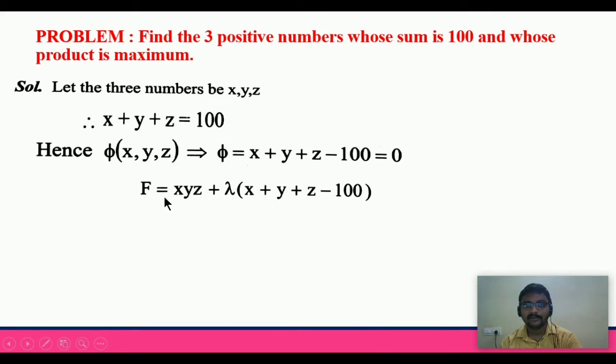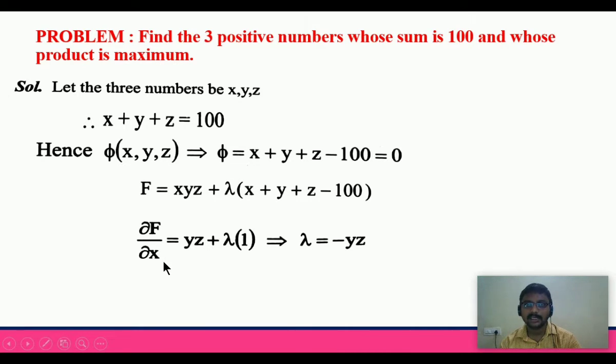Now the Lagrangian function is capital F equals small f plus lambda into phi, where small f is the product of the required three positive numbers, that is xyz, plus lambda into phi, just replacing the values in the Lagrangian function. What is the Lagrangian function? Capital F is small f plus lambda phi. Small f is the product here, that is the expression in xyz, and phi is the constraint. The given constraint is obtained by taking the sum of three positive numbers is 100, that is phi. So replacing these values, now we have to obtain ∂f/∂x.